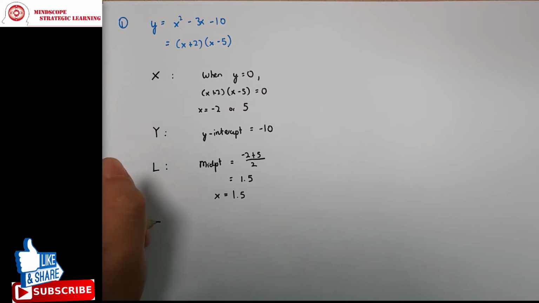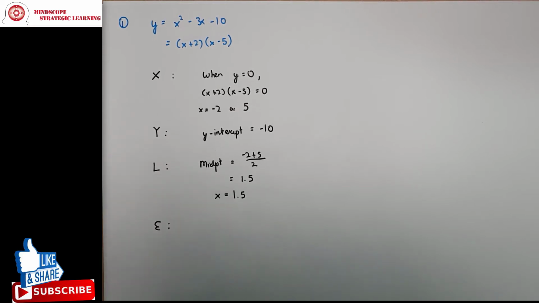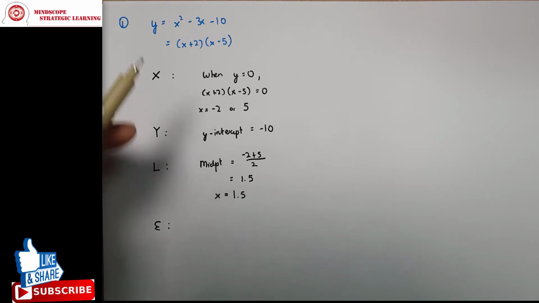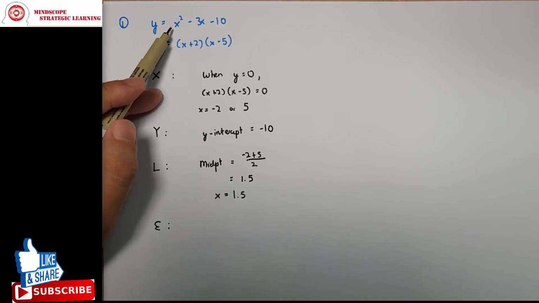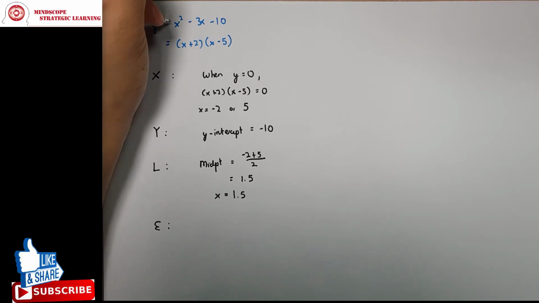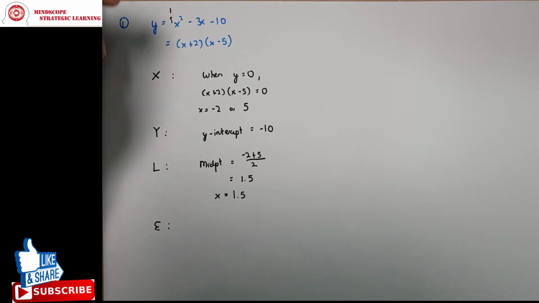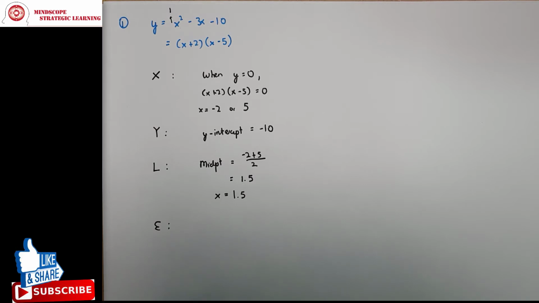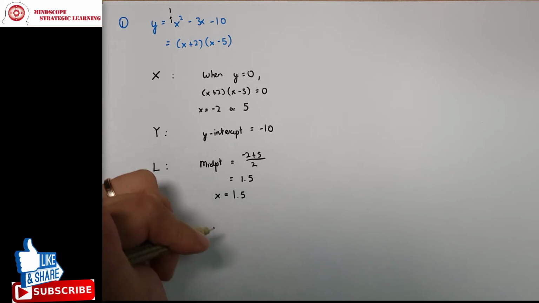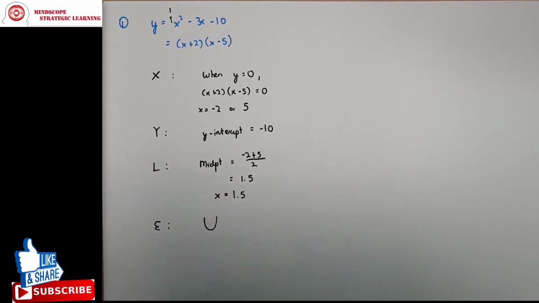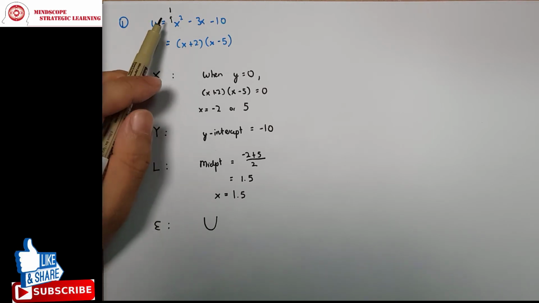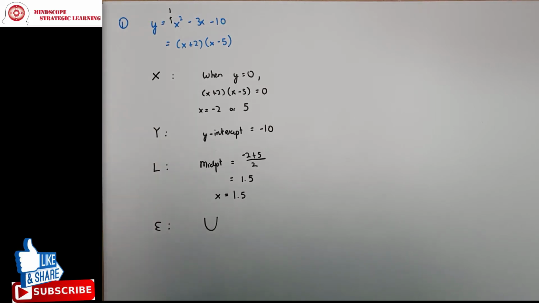Next, we find the n-fold. Now in this case, this is a positive quadratic. The coefficient of the x squared term is 1. If nothing is written here, that will be 1. And 1 is positive. A positive coefficient of x squared will give us a U as compared to an n if this is negative. So this is positive, the a is positive, so that gives us a U.